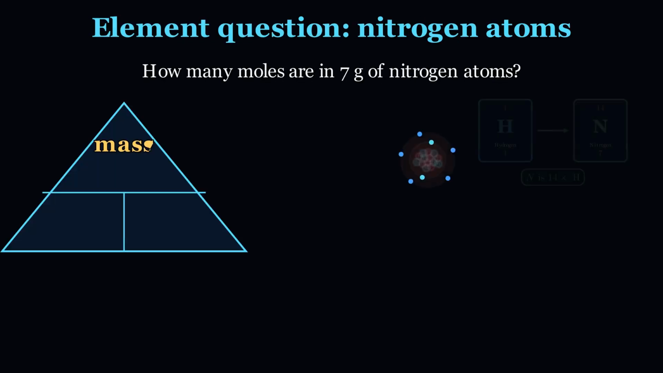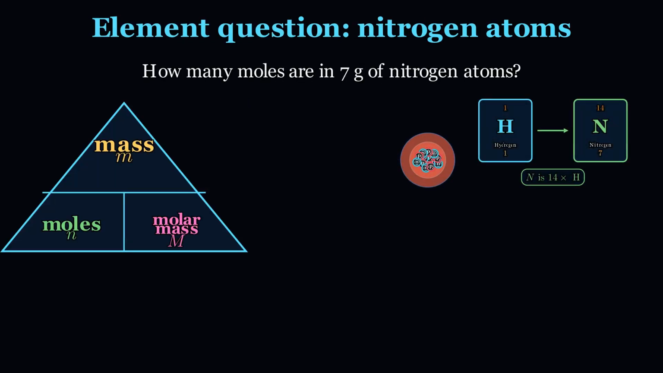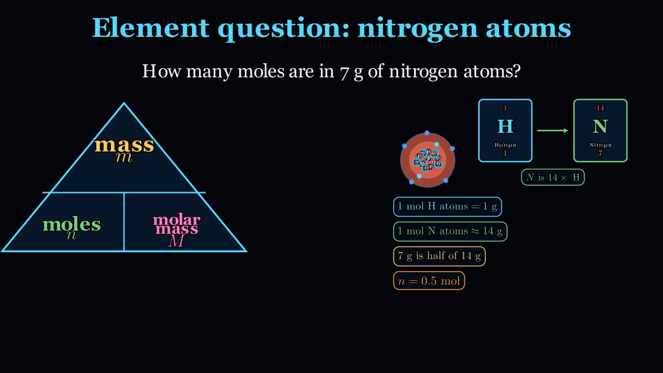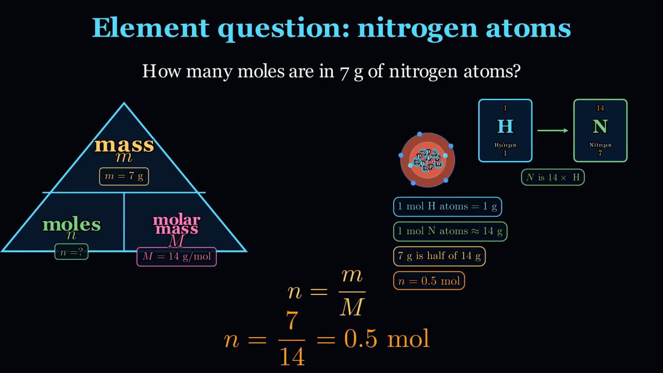Now try nitrogen. How many moles are in 7 grams of nitrogen atoms? 1 mole of nitrogen atoms has a mass of about 14 grams. 7 grams is half of 14 grams. So 7 grams is half a mole. Using the triangle, moles equals mass divided by molar mass. Moles equals 7 divided by 14. So the amount is 0.5 moles.